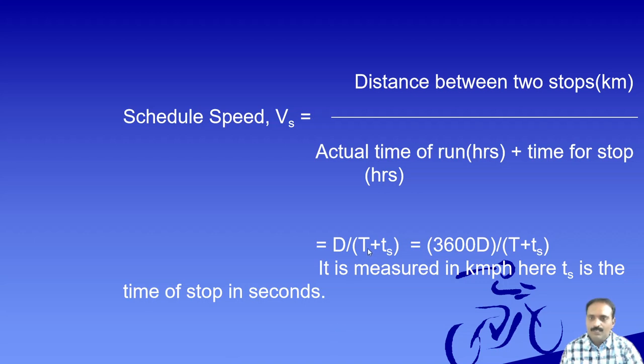Here if you observe, in the denominator we are going to have T plus Ts. Here Ts is the time of stop, and if it is represented in hours, we are going to get 3600 in the numerator. So we have the formula Vs equal to 3600 d by T plus Ts. So in this formula for scheduled speed we have d in the numerator and time in the denominator.